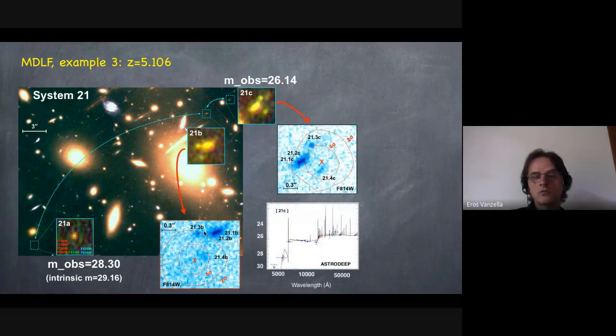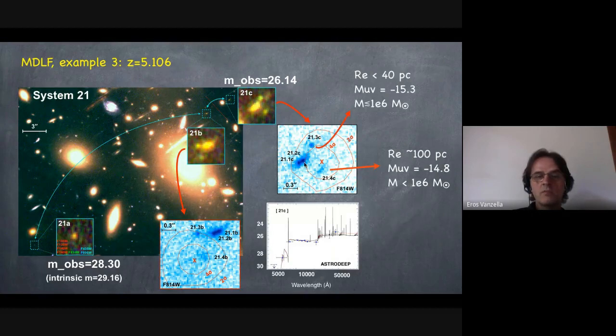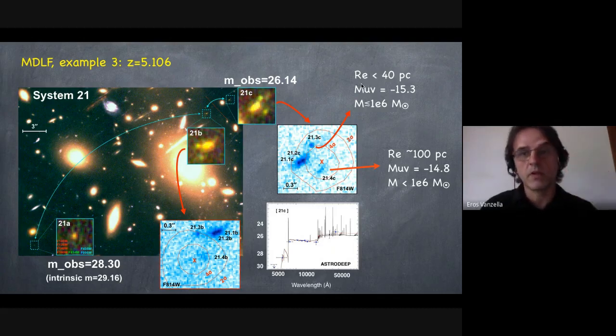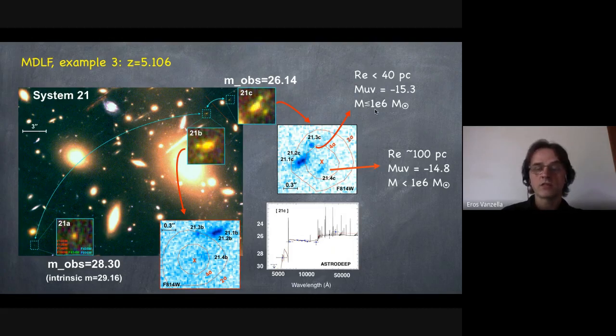And if you go to the detail, then you can start looking at the Lyman alpha emission that is not aligned with the main, let's say, body of the galaxy, but is apparently emerging from the fainter knots here. And maybe also this one, the size is probably less than 40 parsec, and this is the absolute magnitude, and the stellar mass will be very small, just converting the ultraviolet absolute magnitude we have.